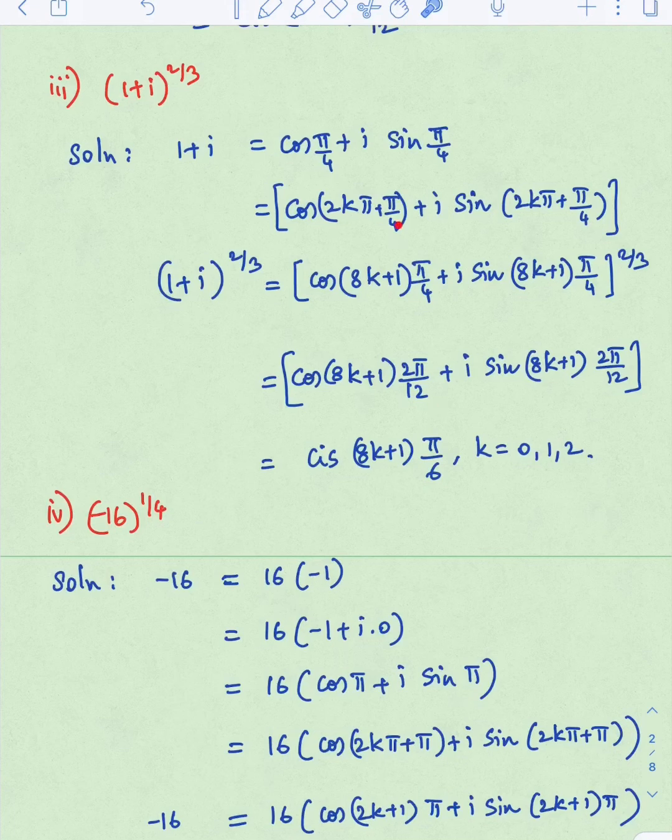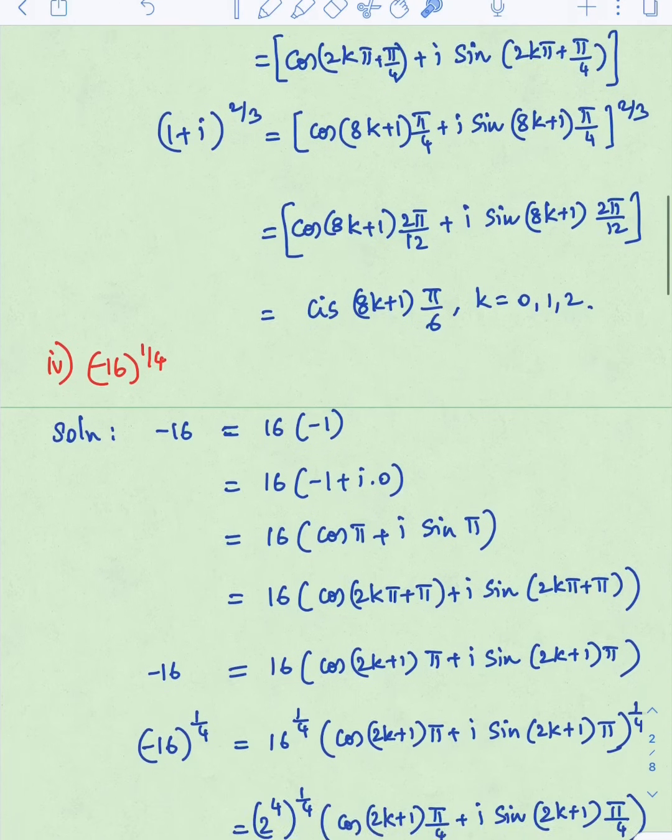Here LCM, we have taken LCM, don't forget: 8kπ + π over 4. π is common: (8k + 1)π/4. Here also the same. Here 2π/12. This can be written as cis. And here what is there in the power? 2/3. By 3 means 3 cube roots will come. 0, 1, 2. For k value 0, you get 1 root. If you put 1 in this, you get another root. If you put 2, you get one more root.